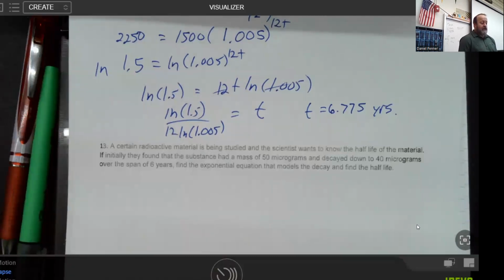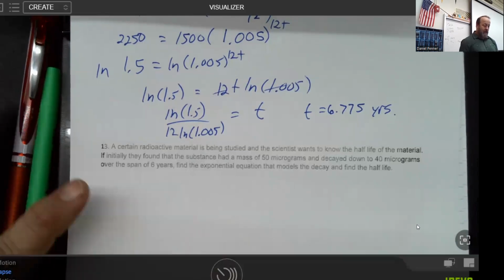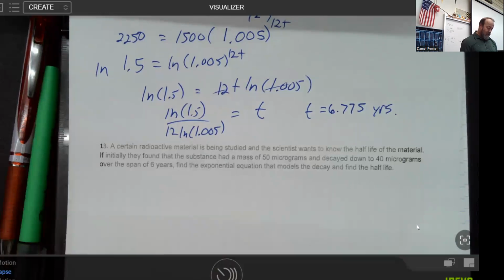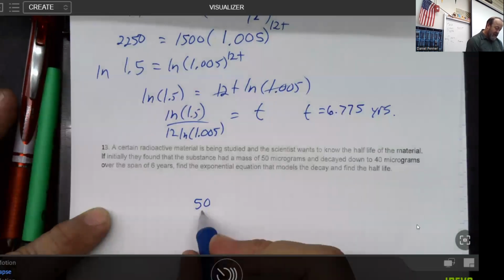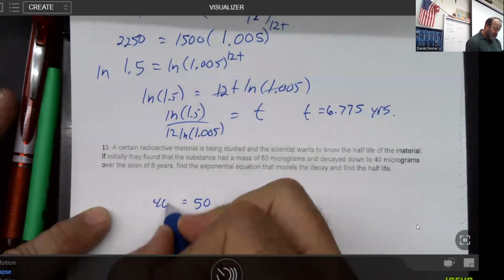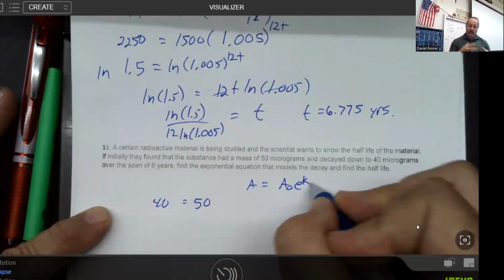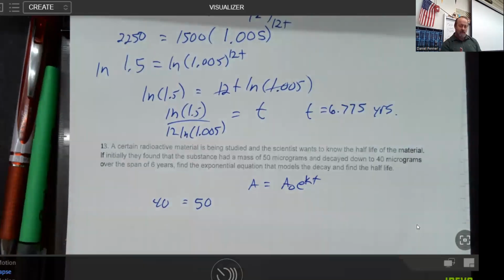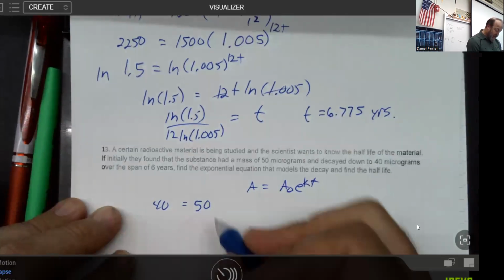And my last question talks about some radioactive material. Keep in mind, radioactive material is a little bit different, and he wants to know what the half-life is. But he initially found that 50 micrograms of something, so that's my initial condition, decayed down to 40 grams. So I'm going to use the A0 e to the kt, or the formula Pert. We usually use it a little differently in chemistry applications, but the amount that I have at some moment is my initial condition times e to the kt.